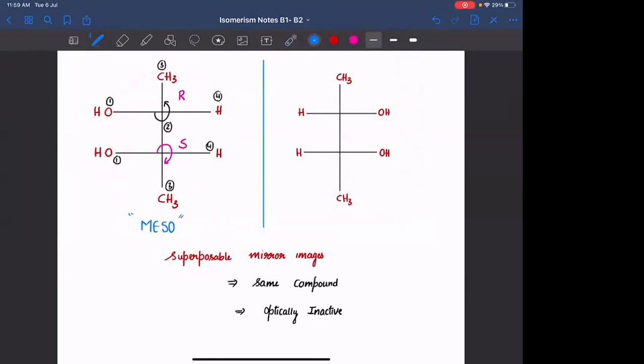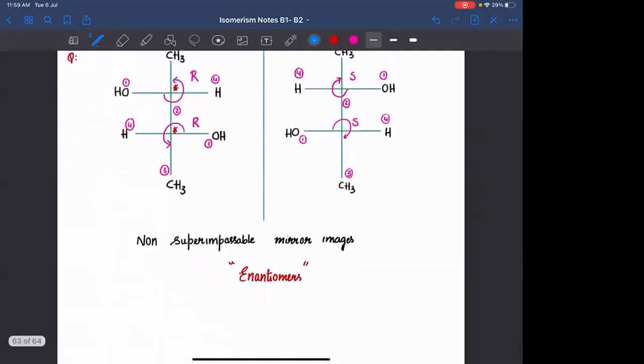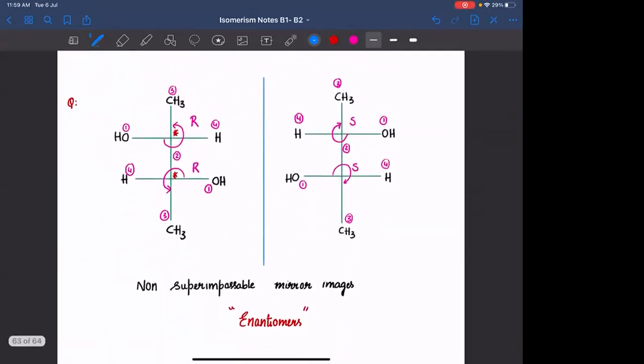What is meant by meso compound? A compound which has chiral centers, but overall the molecule is achiral. Is that clear? What are enantiomers? Enantiomers are those compounds which are non-superimposable mirror images of each other. Okay.